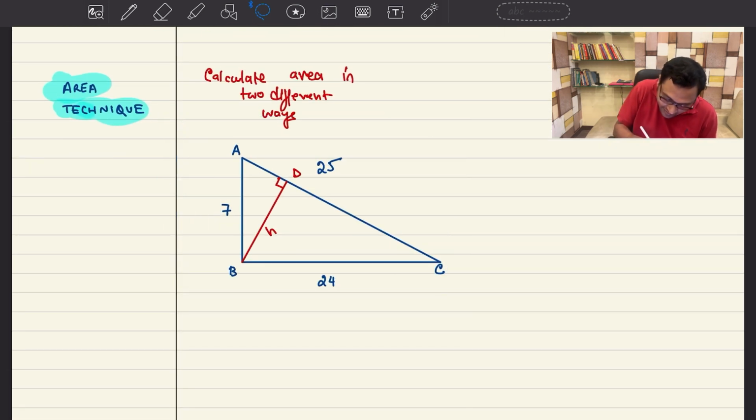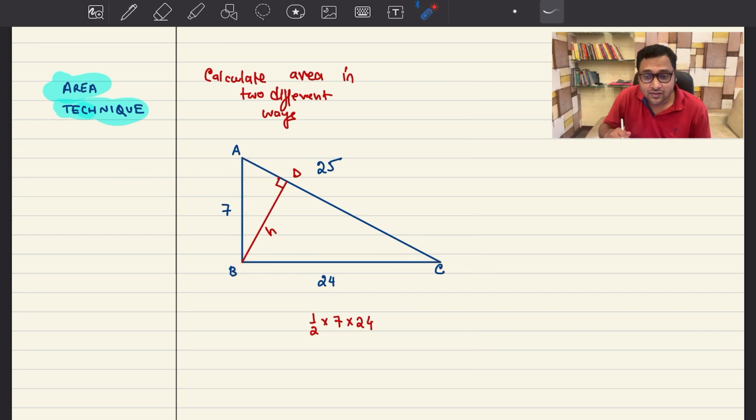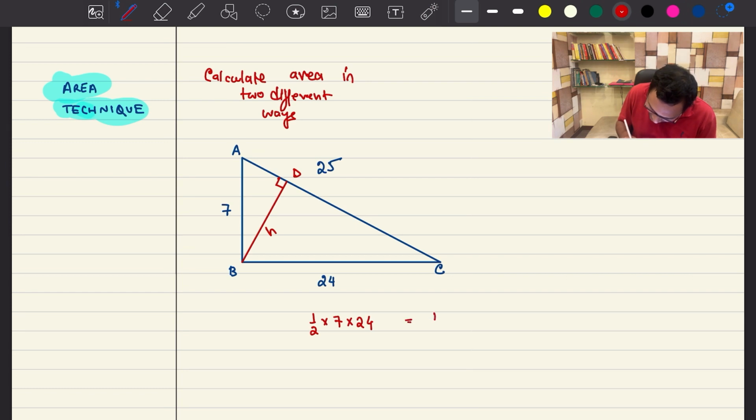So one way is to calculate half times 7 times 24. Half height into base, right? And the other way is half h into 25, which gives you the same thing. Both of them will give you the area of the same triangle, so they are equal. This is a very standard strategy of doing this sort of problems, okay?